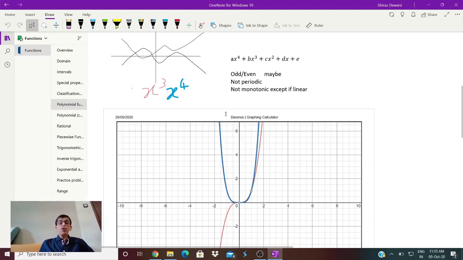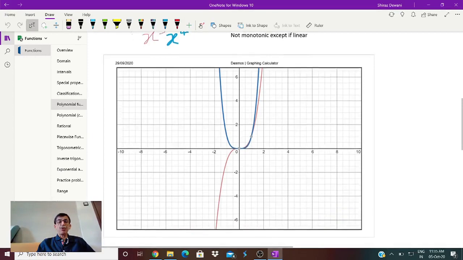Periodicity. Usually these graphs are not periodic. The only periodic graph you will see in polynomials is a constant function, that means y is equal to c, which is said to be periodic with period undefined. We'll see that a little later on. And monotonicity. Even powers obviously will not be monotonic. Odd powers may be monotonic because it may be strictly increasing, and if it is linear it will be monotonic, otherwise it will not be monotonic.